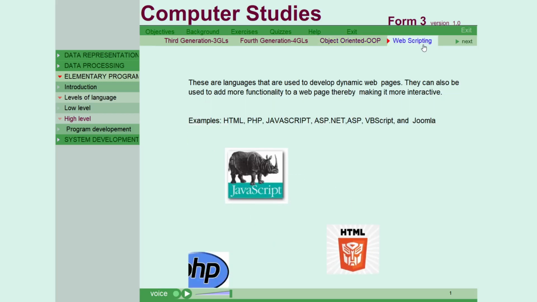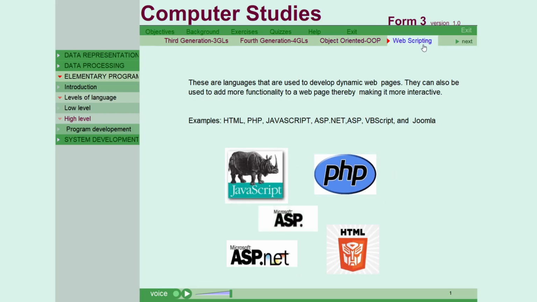Web scripting programming languages. These are languages that are used to develop dynamic web pages. They can also be used to add more functionality to a web page, thereby making it more interactive. Examples: HTML, PHP, JavaScript, ASP.NET, ASP, VBScript, and Joomla.